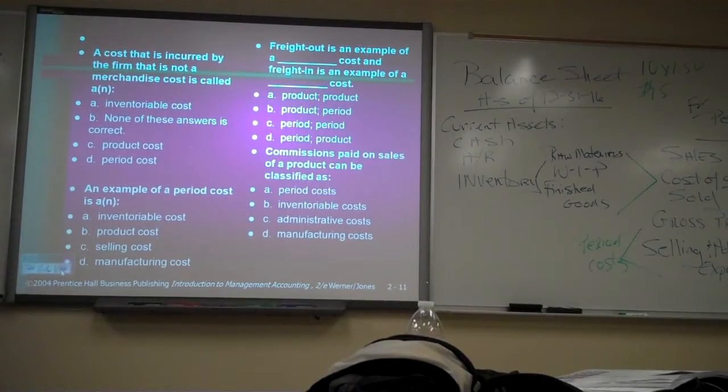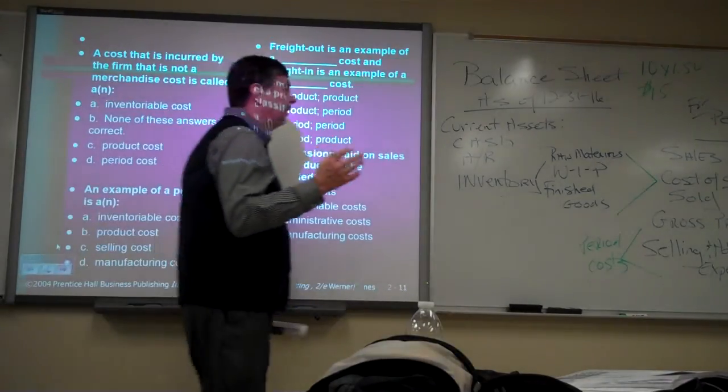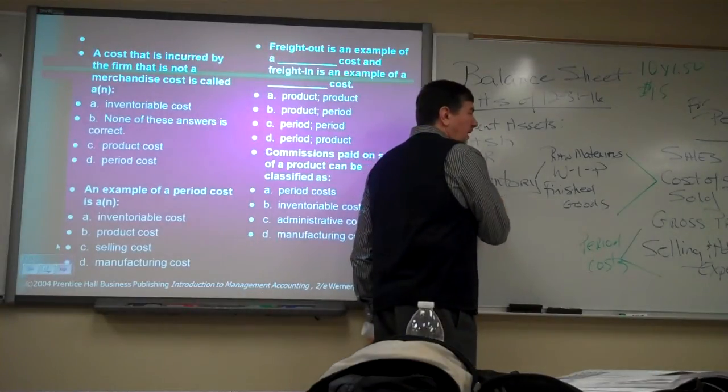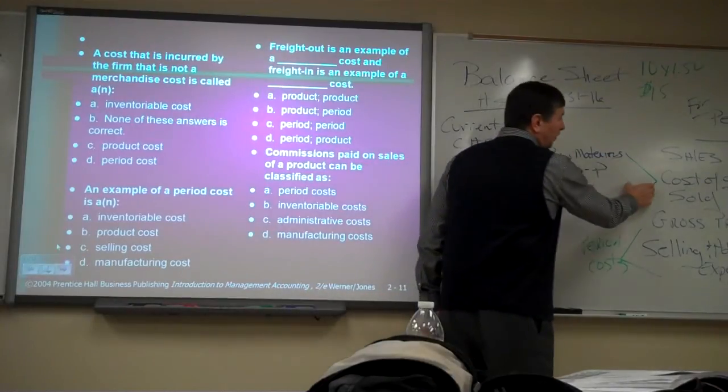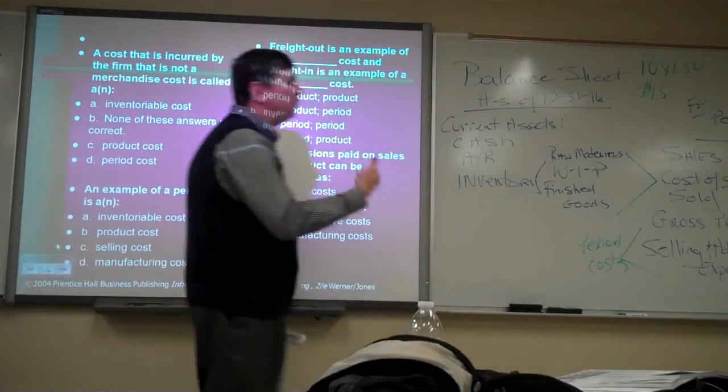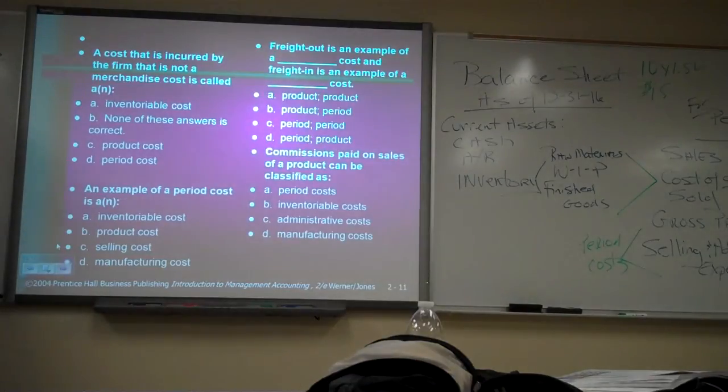An example of a period cost is not inventoriable, it's not a product, but it's selling. Manufacturing overhead is part of our inventoriable cost, which we'll get into more as we go along. Anything that has to do with our inventory makes a pit stop on our balance sheet and lives there until we sell it, and then we transfer it to the income statement because it's used up. You used it, you sold it.